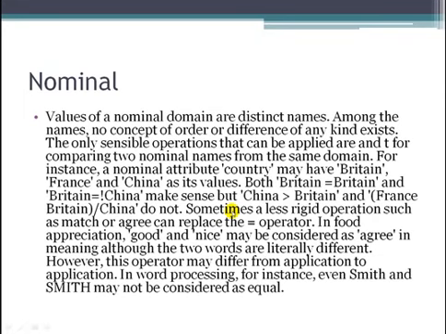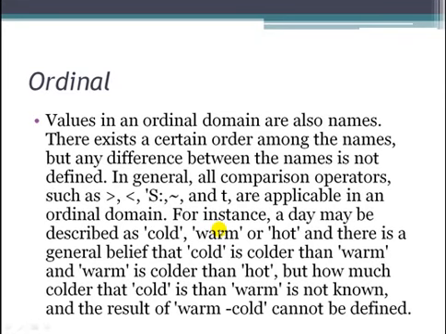Sometimes a less rigid operation, such as match or agree, can replace the equal operator. In food appreciation, good and nice may be considered as agree in the meaning, although the two words are literally different. However, this operator may differ from application to application. In word processing, for instance, even Smith and Smyth may not be considered as equals, so it depends on how you're using it.